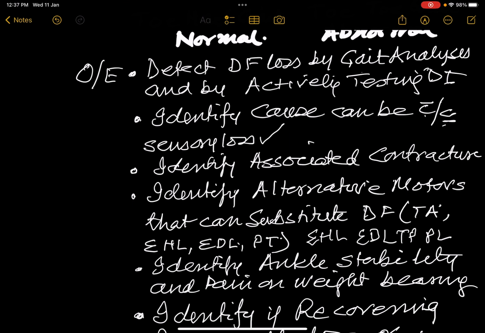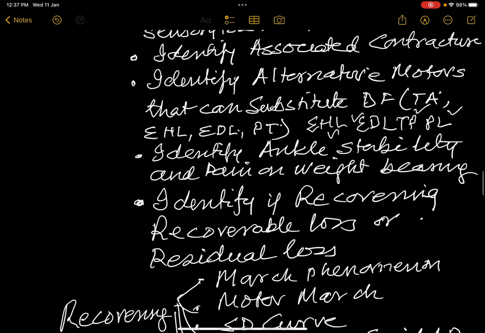If the EHL and EDL are active, there will be cocking of toes, that means hyperextension at the metatarsophalangeal joint during the swing phase. Then they can be used, they are the best transfers. But if they are not so powerful and there is a varus component, you use tibialis posterior, and a valgus component, you use peroneus longus. Before you do that, you must identify that there is ankle stability and if there is pain on weight bearing. Then you cannot really do a tendon transfer.